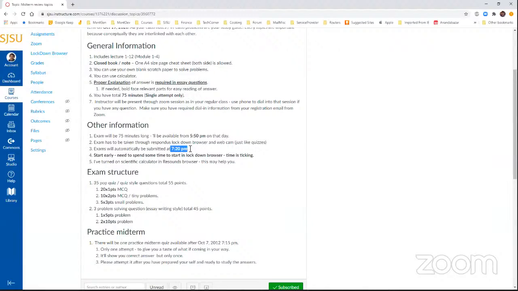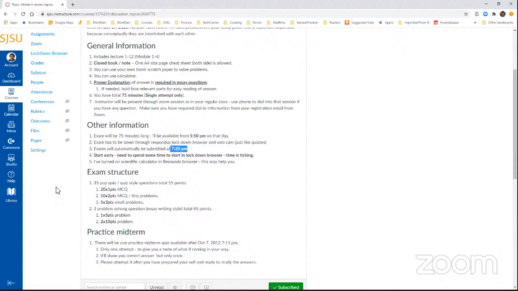The exam will be automatically submitted at 7:20, which means if you are late, let's say you start at 6:15, then you have already lost some minutes there. So make sure you start early at 5:50 p.m. sharp and start taking the exam.